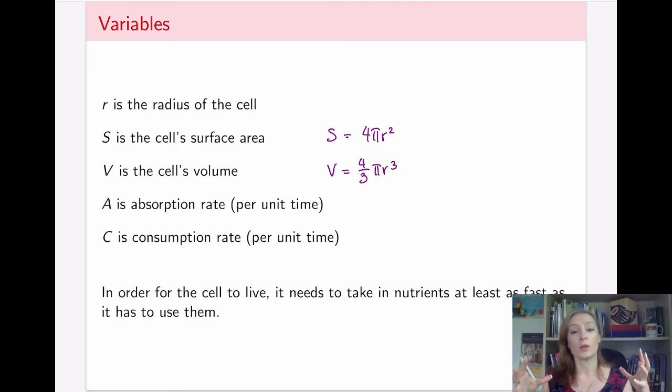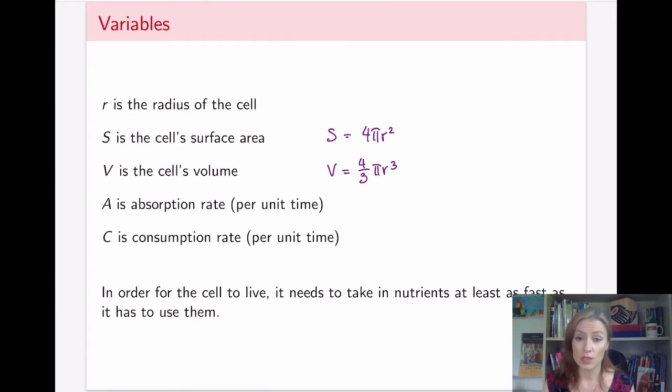Now we need to think about nutrients being absorbed and nutrients being consumed. So for shorthand, we're going to let A be the absorption rate per unit time, whatever fixed amount of time you want to think about, and C is going to be the consumption rate that is necessary for the cell to survive per same amount of unit time.